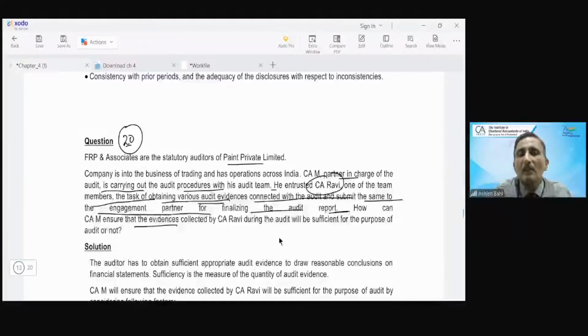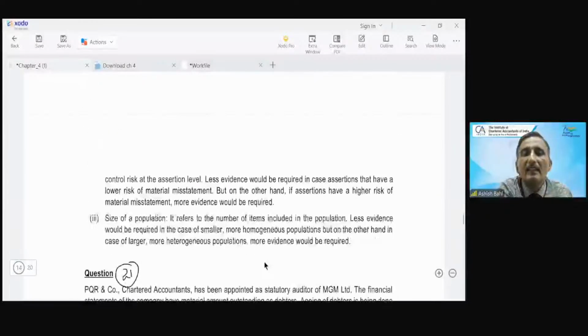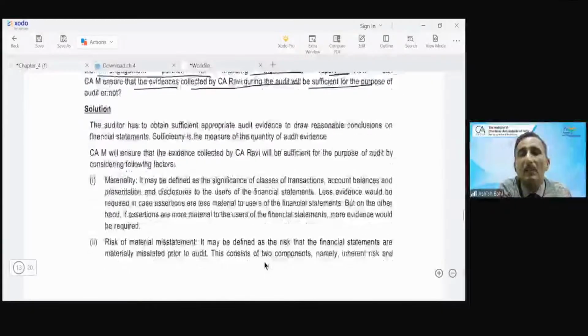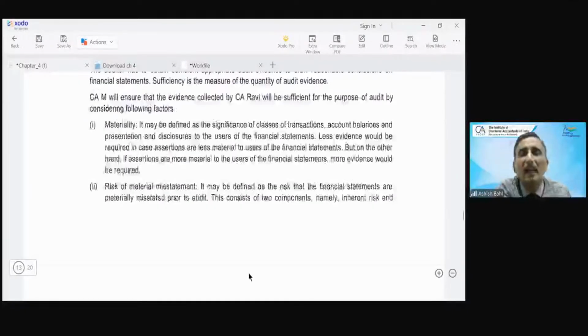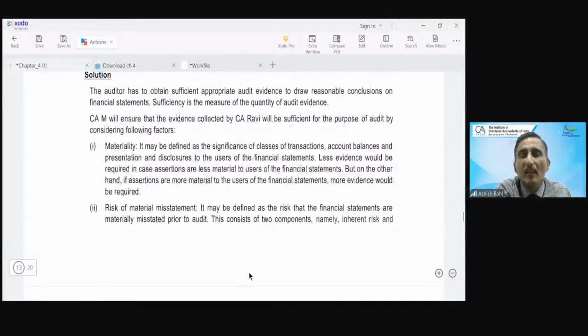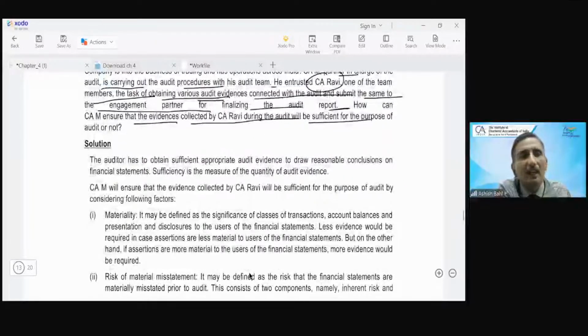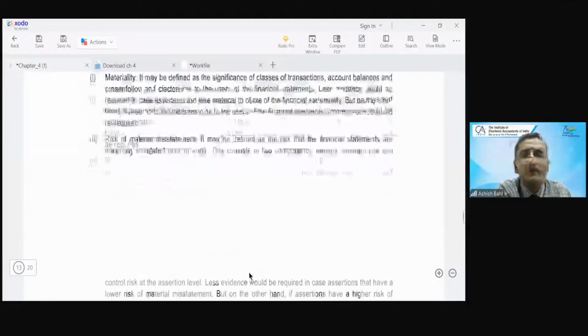How can CAM ensure that evidence collected would be sufficient for the purpose of audit or not? So how would you see that evidence collected by you is sufficient or not? So obviously three factors are there: materiality, risk of material misstatements, and size of population. This has to be explained, and the answer has to be written in the context of it.